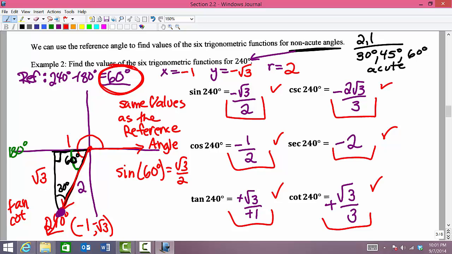So in order to find trig function values of non-acute angles, the first thing that we will do is find the reference angle. Once we have the reference angle, we actually know all the numeric values of all of our trig functions. Then we will use the quadrant to tell us what signs should go in front of those trig functions.